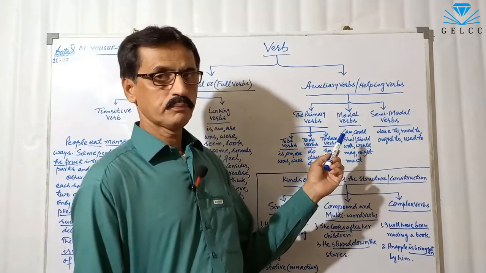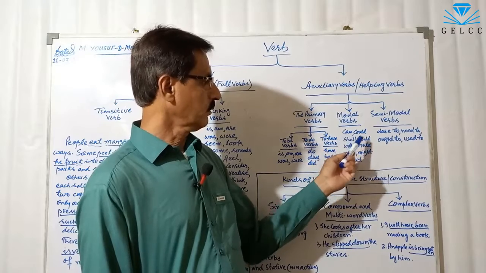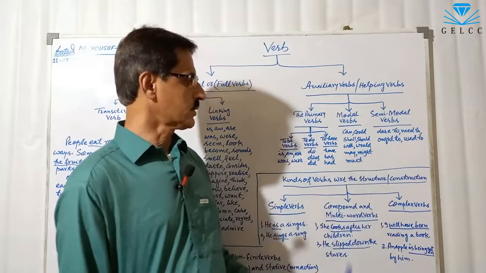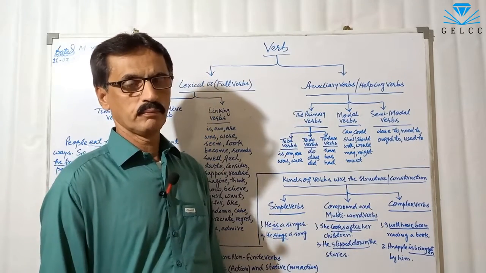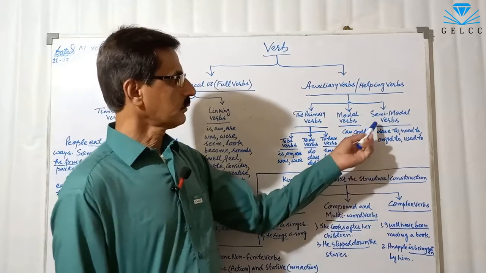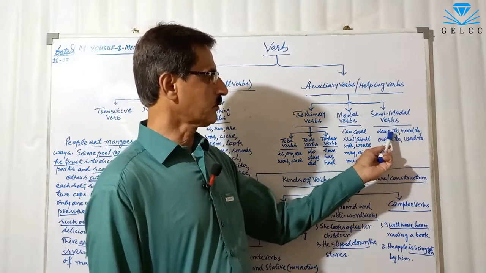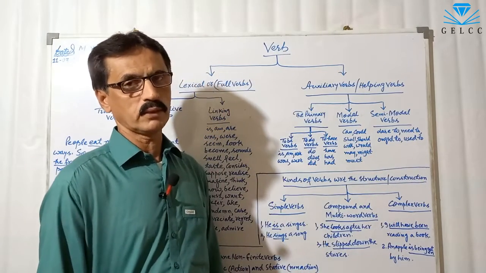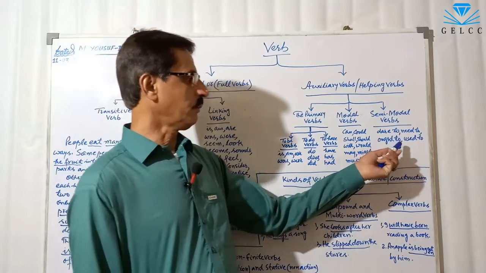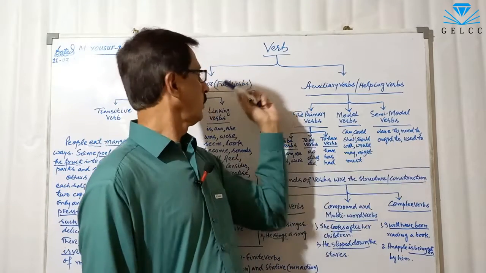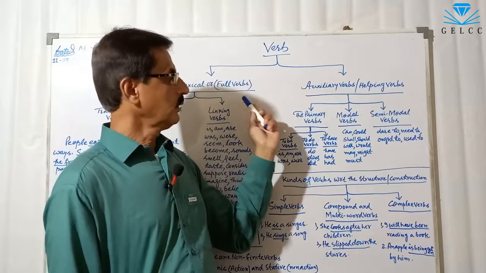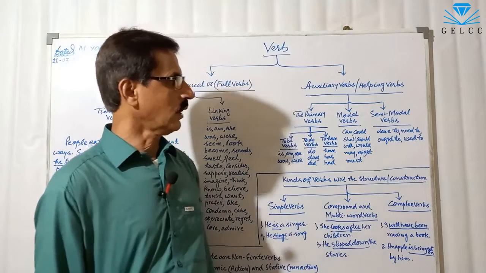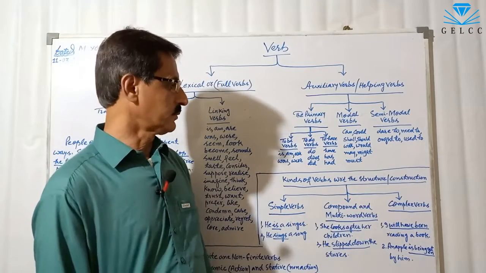Primary verbs are divided into three parts: to be verbs, to do verbs, and to have verbs. Modal verbs: can, could, shall, should, will, would, may, might, must. These are modal verbs. And semi-modal verbs: dared, needed, ought, used. These are semi-modal verbs. Means these are partially main verbs, lexical verbs, and partly modal verbs. So they are called semi-modal verbs.